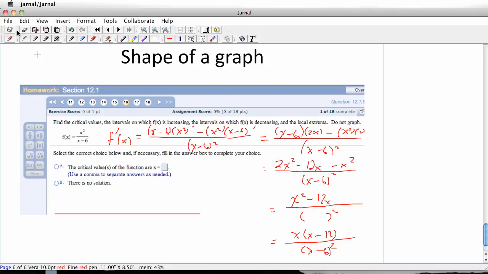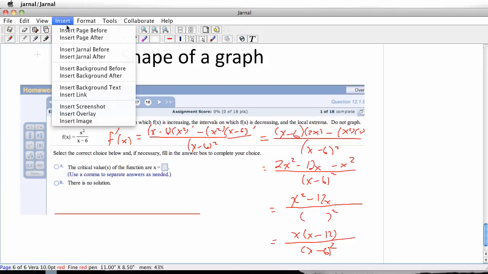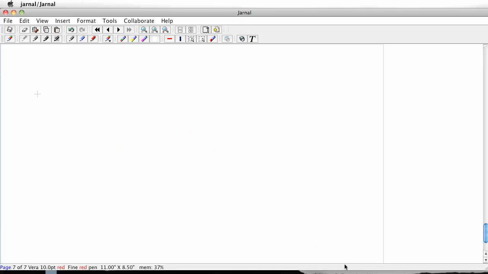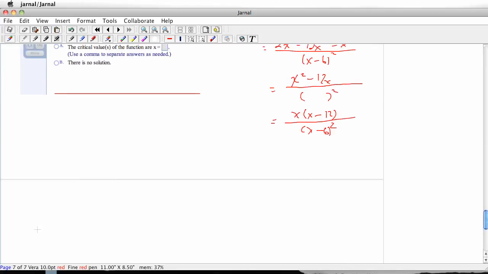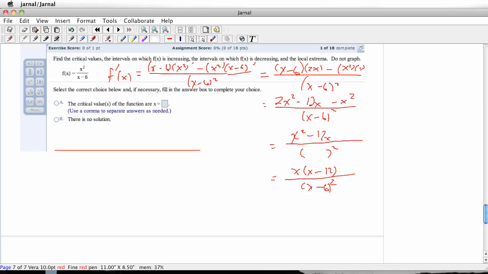And we found that to make a sign chart, we first needed to know what our critical values were, and we find those by finding where the derivative is equal to 0 or undefined. Remember that when we have a fraction, for this fraction to be equal to 0, we have to have the numerator equal to 0.